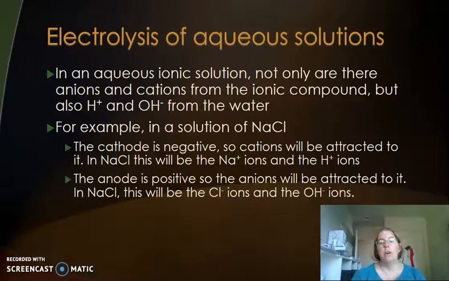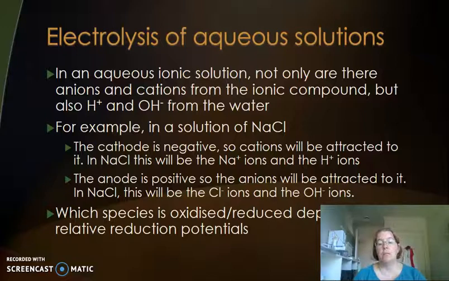So when it comes to deciding which one is going to react, we need to consider the standard reduction potentials of the species at each electrode. This process is sometimes known as selective discharge, which means that one species or the other is going to be oxidized or reduced in preference. Okay, so let's look at it in a little bit more detail.